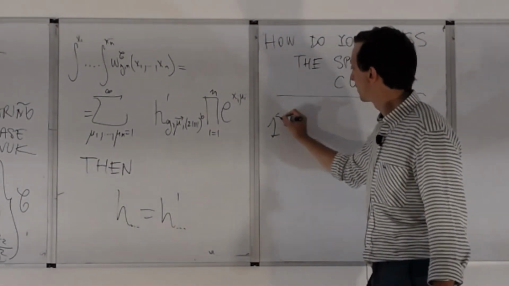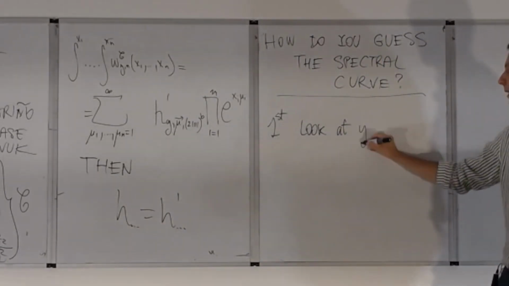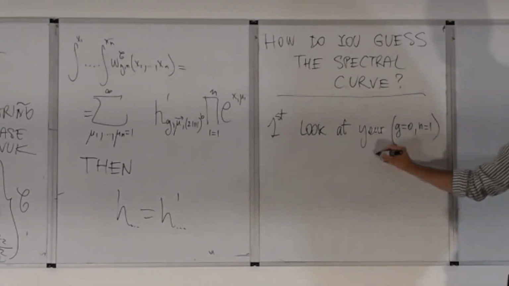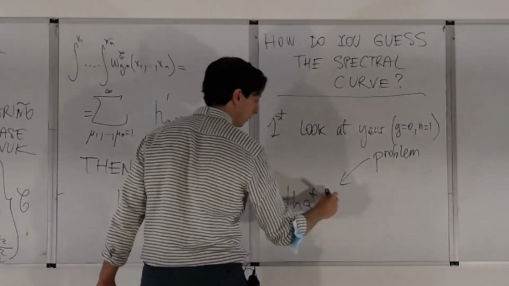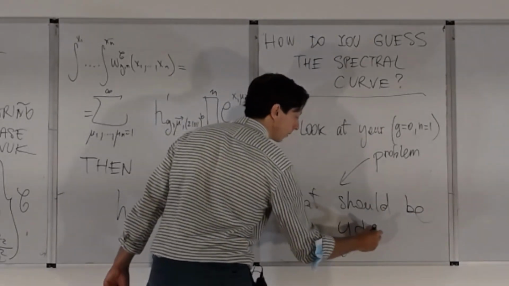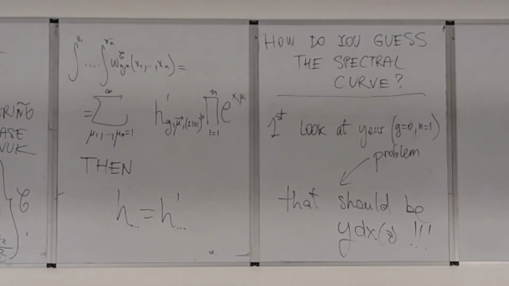First, look at your genus 0, 1 boundary problem. That should be y dx. That's something many people do. I think this is the most frequent method in some sense. Maybe Bertrand will not agree. But he's not here, so fantastic.